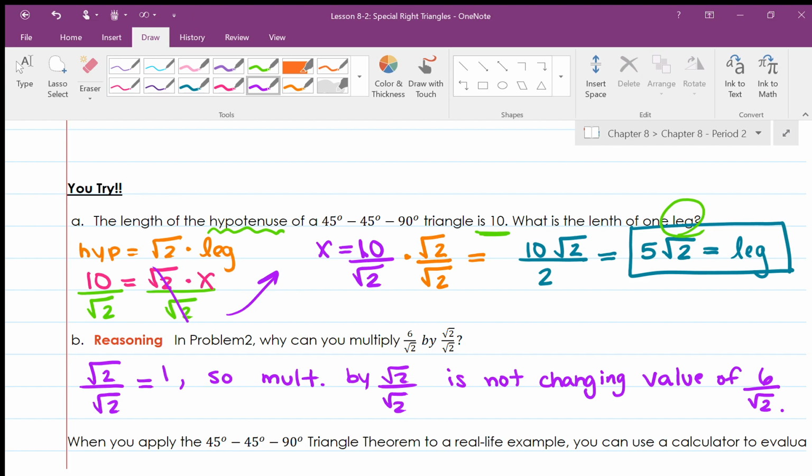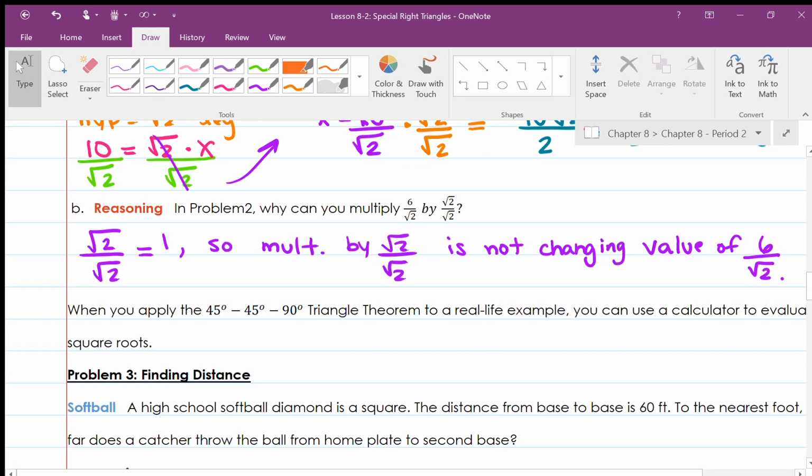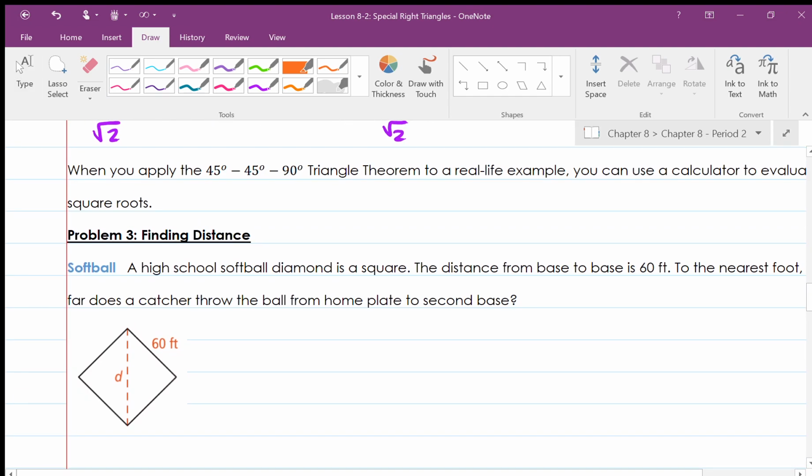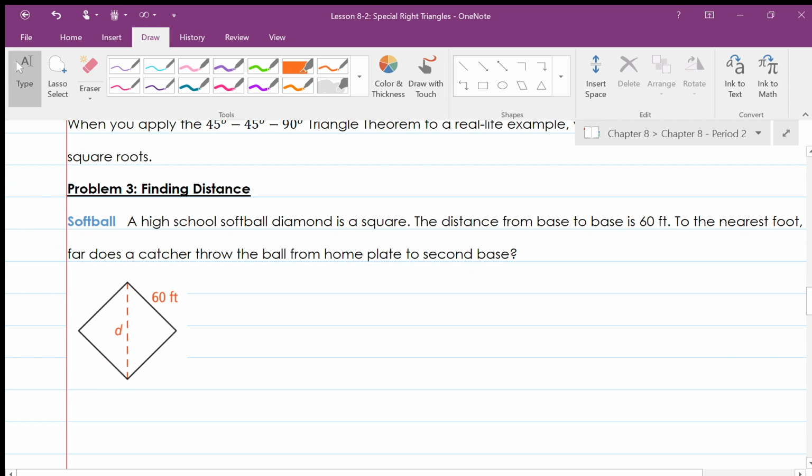Okay, so let's apply these past two examples to a real world application. And I think you might have had something like this on your math Excel last night. Okay, when you apply the 45, 45, 90 triangle theorem to a real life example, you can use a calculator. So if you haven't already, take out your handy dandy calculator so that we are not leaving this in radical form anymore. You're actually going to multiply it out and get a decimal value. So finding the distance. A high school softball diamond is, in fact, a square. The distance from base to base is 60 feet.